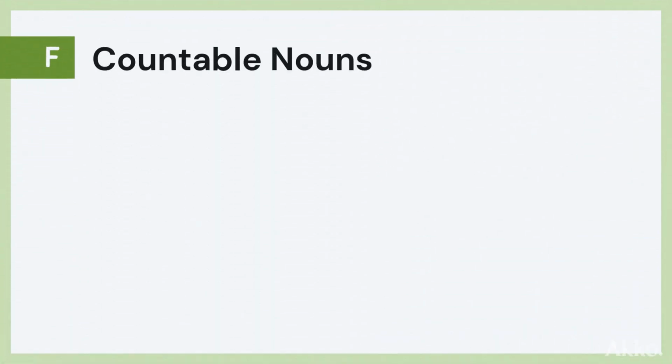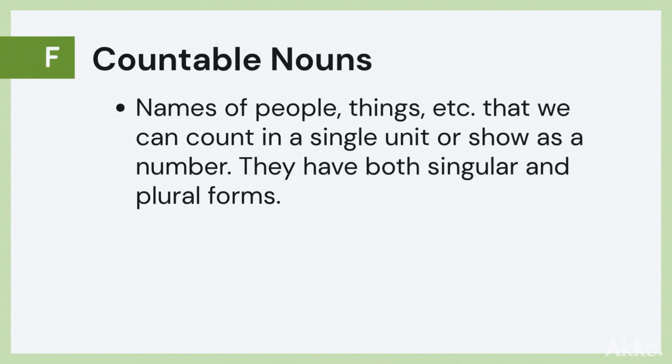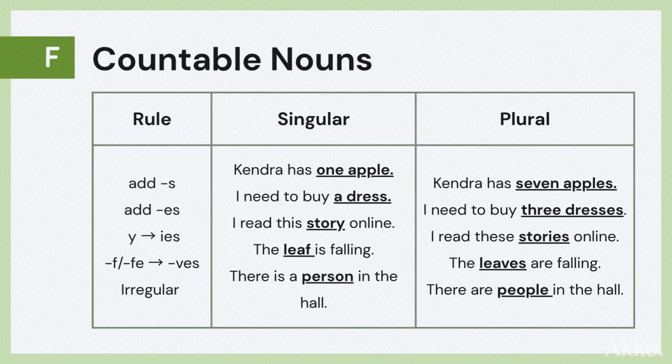Now let's move on to the next group. Starting with countable nouns, they are names of people, things, and many more that we can count in a single unit or show as a number. Here, we talk about singular and plural forms. This is the summary of the rules that we have, how we can turn singular nouns into plural nouns.